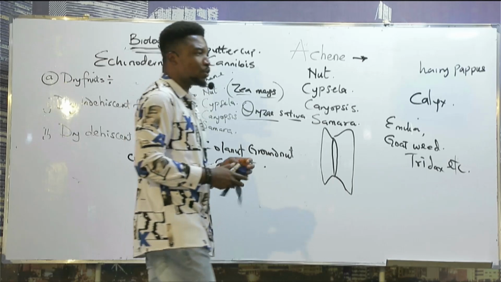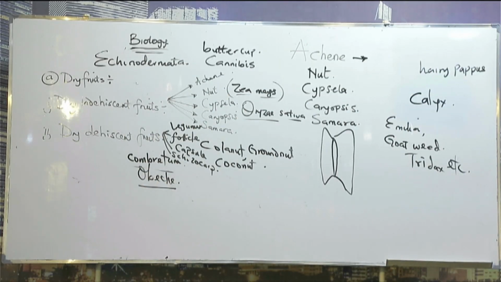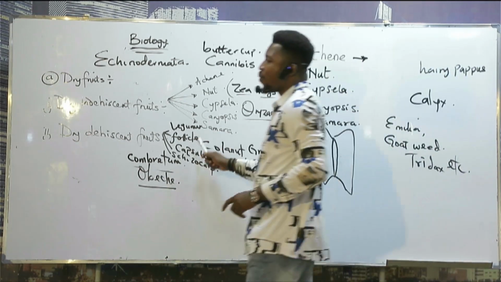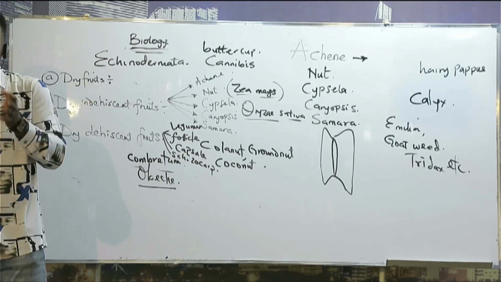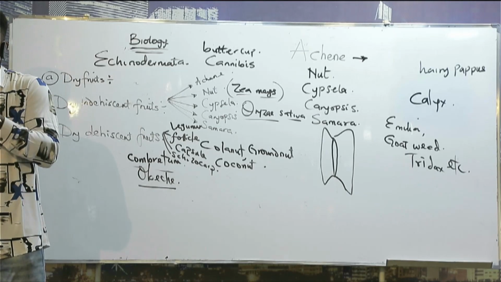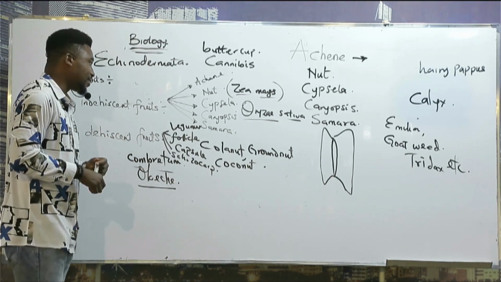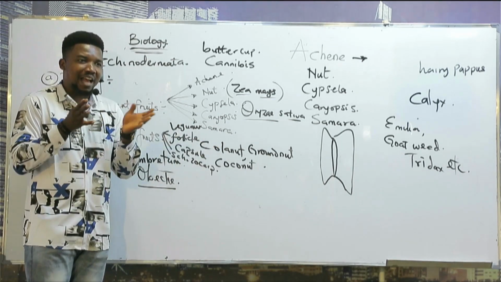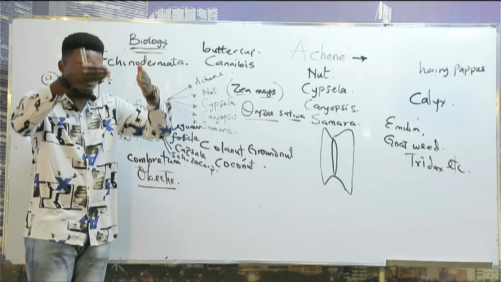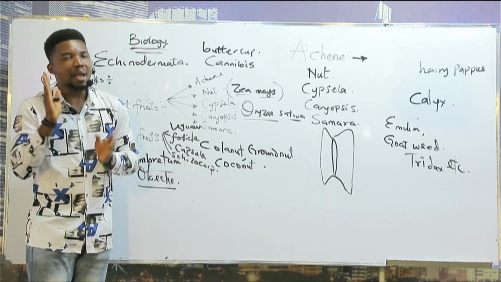Now, I want you to listen. Listen and listen good, please. Why they are named in this way is how many lines they can divide longitudinally. Do you understand now? Let's look at this. Legumes: when they want to disperse their seeds, they split into two lines. Do you understand?